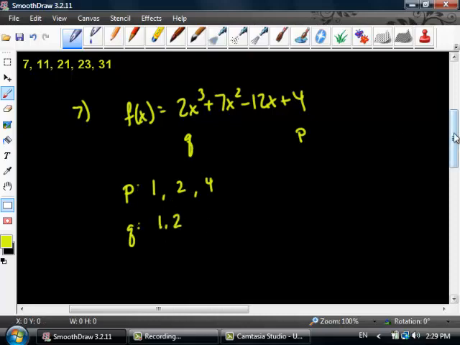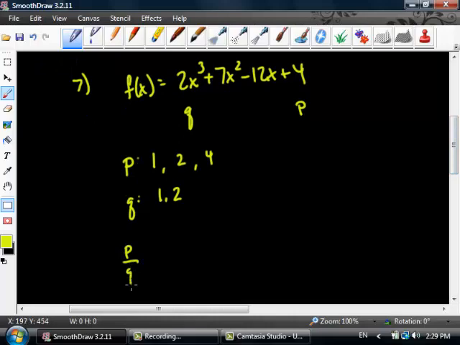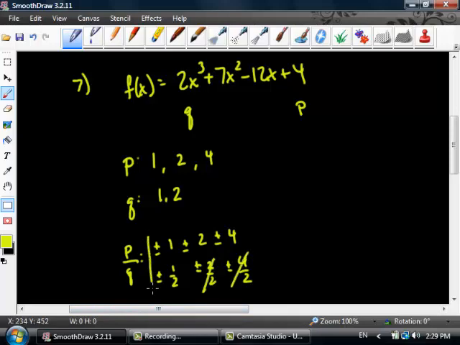So that means that my factors of p over q are going to be plus or minus 1 over 1, plus or minus 2 over 1, plus or minus 4 over 1, and then plus or minus 1/2, plus or minus 2 over 2, plus or minus 4 over 2. Now, which ones can I get rid of? Which ones can I get rid of? Brother, what do you think? 4 over 2. Very good. So what I have is I just have the Tetris piece.